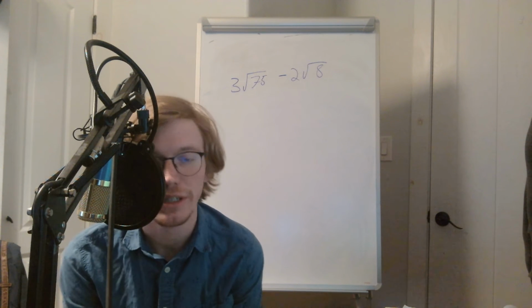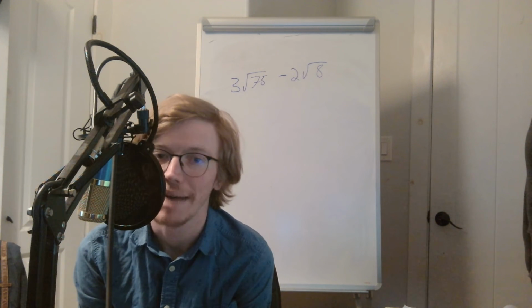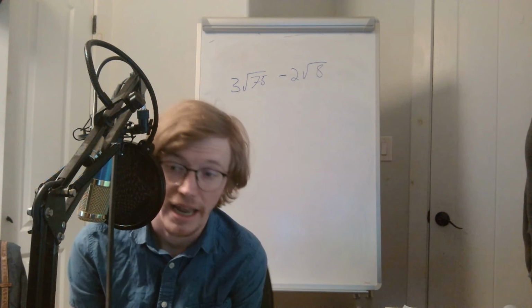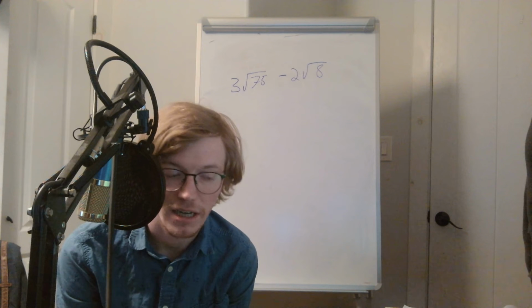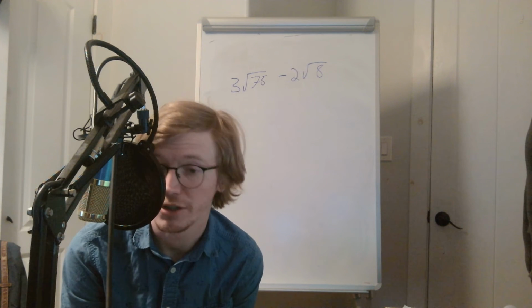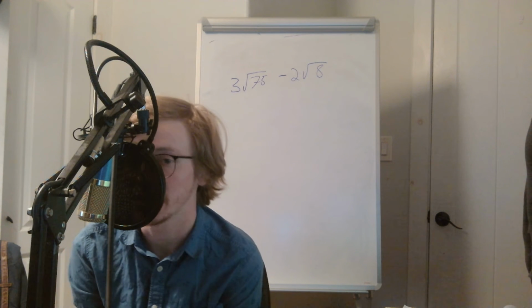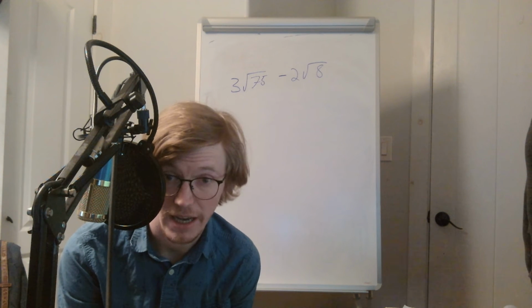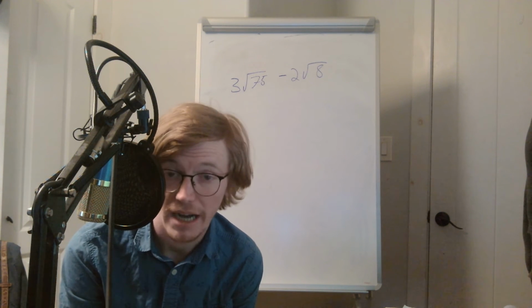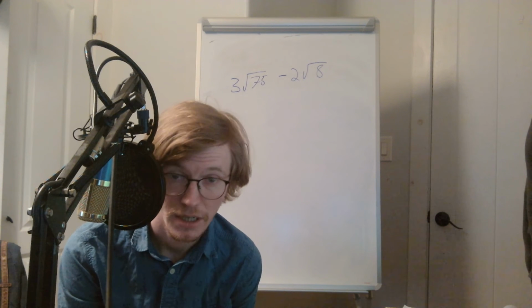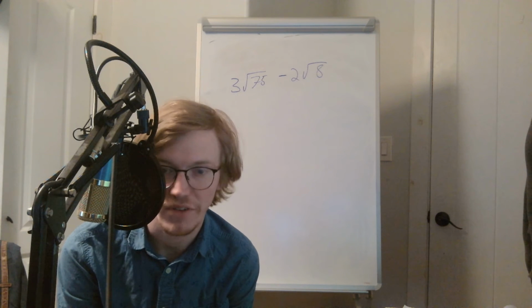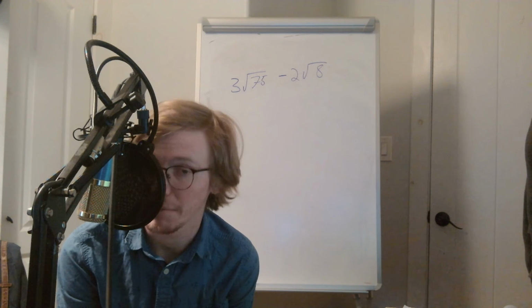If you'll take a look at the problem on the board that I wrote down, we've got 3 square roots of 75 minus 2 square roots of 8. And ultimately, regardless of the operation going on, addition or subtraction, your first step should be the same, which is to want to see what you can simplify under the radical signs. Always check for perfect squares. In this case, there are no perfect squares immediately, right? 75 is not a perfect square, and 8 is not a perfect square.